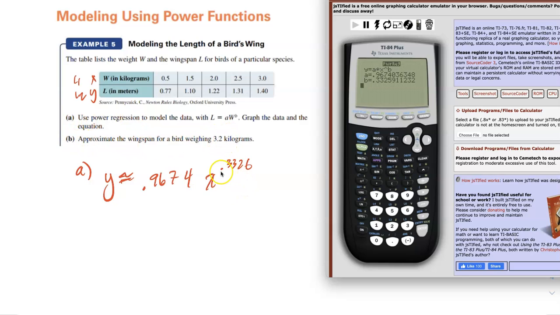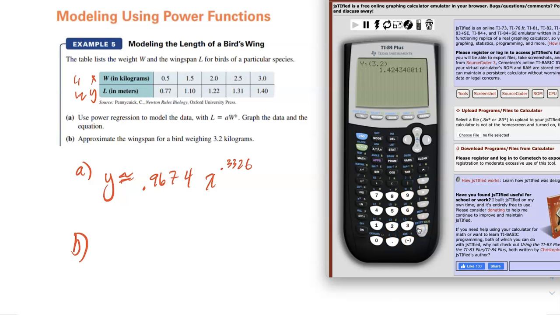Approximate the wingspan for a bird weighing 3.2 kilograms. So they just want us to plug 3.2 into this formula here, right? Because kilograms is my x. So we're going to plug in 3.2 for that. Now I could just rewrite this and plug in 3.2, not that bad. But since I store requested my equation, the easiest way to do that was to press alpha F4, select your Y1, then parentheses, the thing you want to plug in, 3.2.